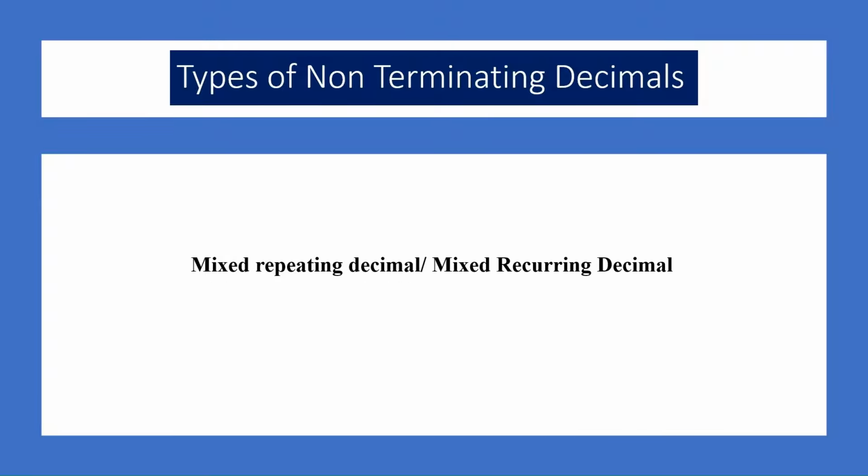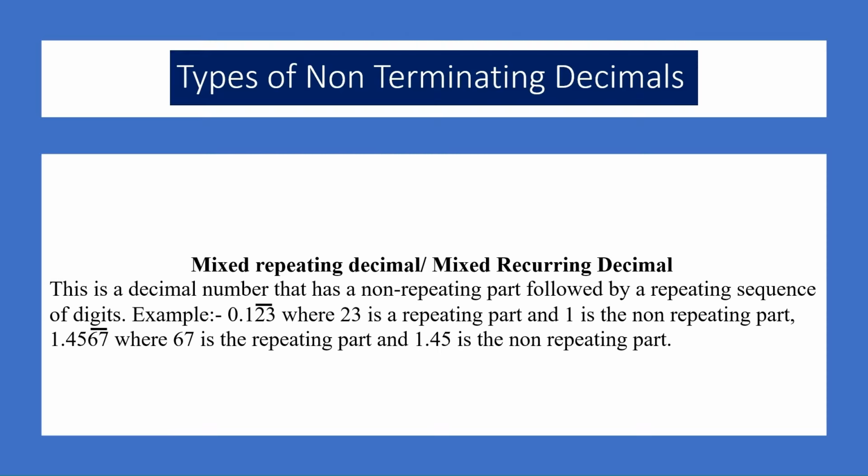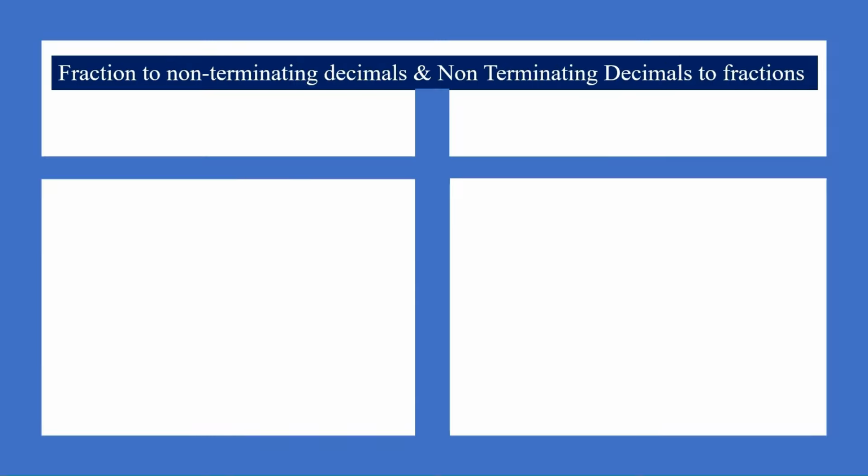The last is mixed repeating decimal or mixed recurring decimal. This is a decimal number that has a non-repeating part followed by a repeating sequence of digits. For example, 0.123 with a bar on top of 23. That means 23 is the repeating part and 1 is the non-repeating part. Next example, 1.4567 with a bar on the top of 67, where 67 is the repeating part and 1.45 is the non-repeating part. Next is conversion of fraction to non-terminating decimals.